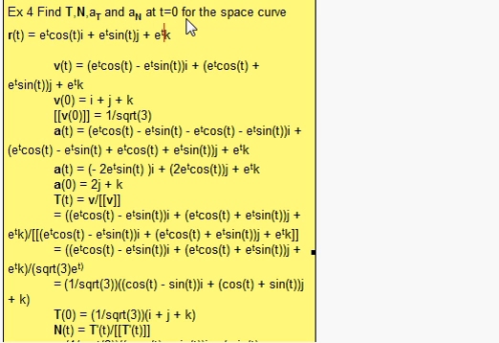And so at the time when t equals 0, we have e to the 0, which is 1, cosine of 0 is 1, sine of 0 is 0, so we got 1 times i, plus, same reasoning, 1 times j, plus 1 times k. So the length of the velocity vector at t equals 0 is the square root of 3.